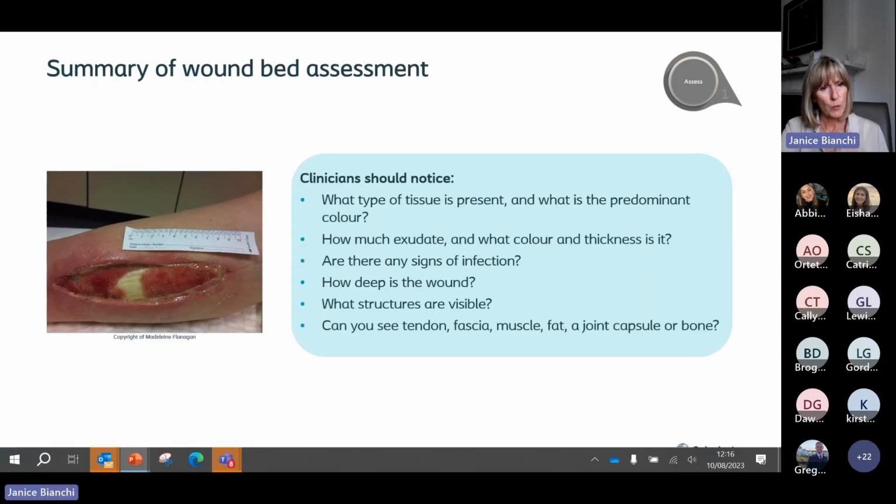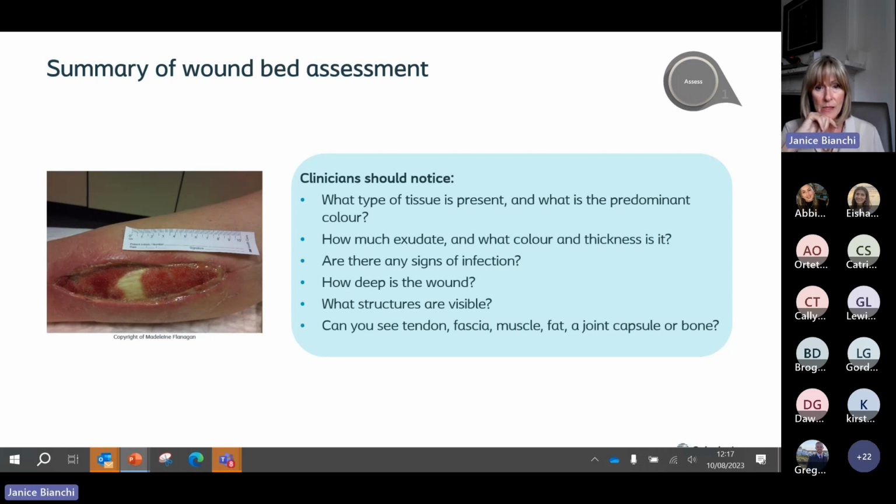So wound bed assessment, these are the things that we're looking for. We're looking for the type of tissue present and what tissue is predominant. And usually in your wound assessment chart, it'll give you percentages. So you put a percentage of each of the types of tissue that you're seeing in the wound. How much exudate, what colour and how thick it is. Are there any signs of infection?